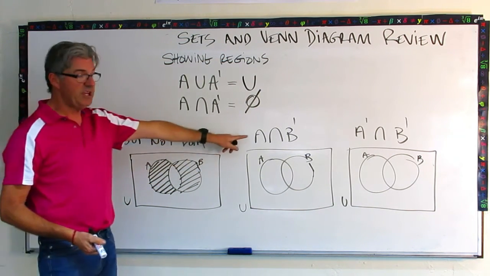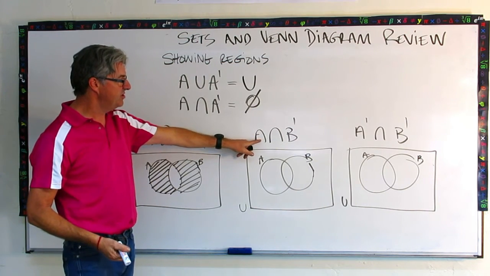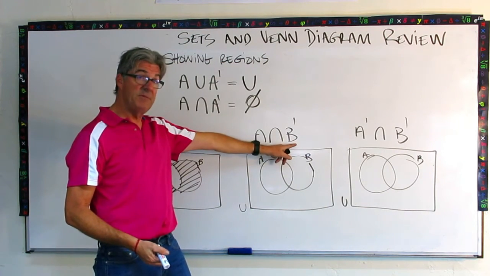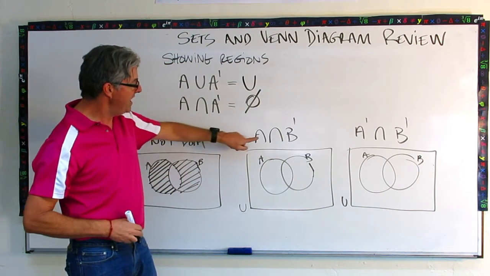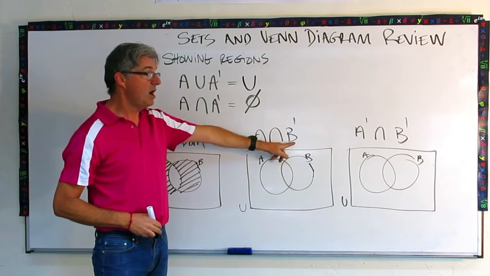Okay, now these are going to get a little more tricky with notation. This is the intersection of A and the complement of B. So intersection means shared elements. So what elements are shared with A and the complement of B?